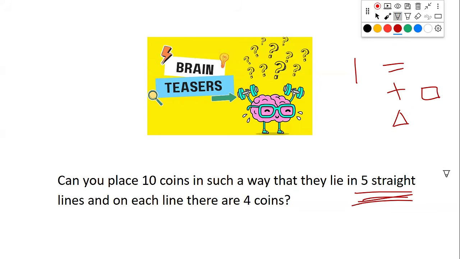So logical thinking, visualization. Shivkumar, no, not parallel lines. Parallel lines and 4 coins each, that way it will not work. Say, for example, these are my parallel lines. If I start placing 4 coins, I will exhaust those coins very fast. So I'll not be able to place 10 coins in 5 lines because each line should have 4 coins. So what shapes can you draw with 5 lines? That is the clue.